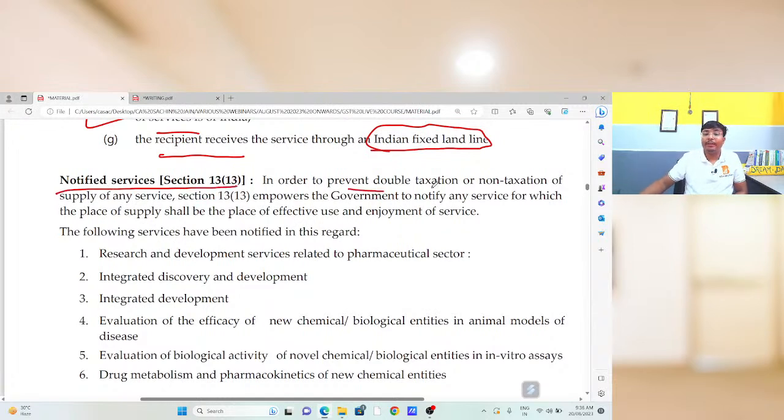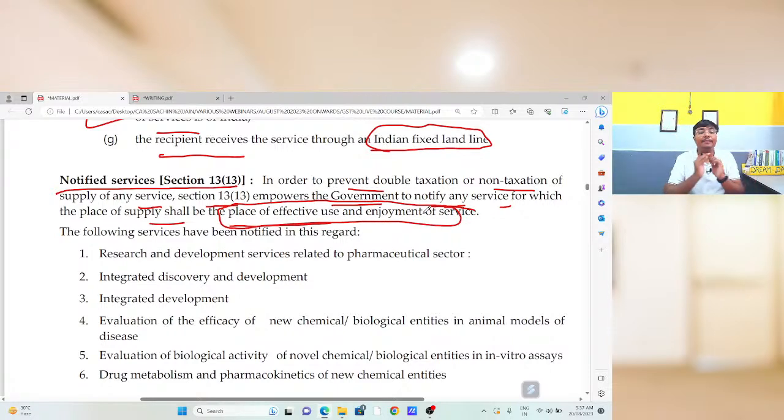In order to prevent double taxation or non-taxation of supply of any service, Section 13, subsection 13 empowers the government to notify any service for which the place of supply shall be the place of effective use and enjoyment of services. There are certain specific services also, and in case of those services the place of supply will be the place of effective use and enjoyment of those services.